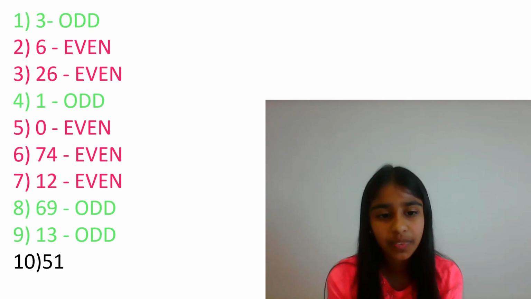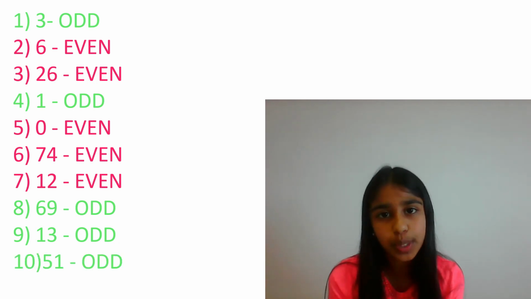Number 10, 51. 51 is an odd number because you know that odd numbers always end with a 1, a 3, a 5, a 7, or a 9. If you get mixed up with odd and even numbers, you can always remember that the first odd number is 1, and odd and 1 start with O.